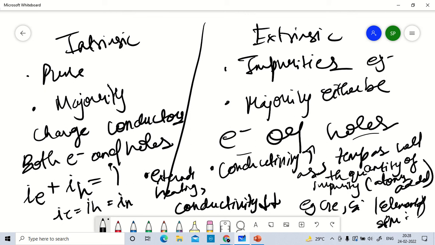Now this example would be phosphorus doped with silicon, or anything else also. One is phosphorus, which we took for pentavalent, and we can take aluminium doped with germanium.